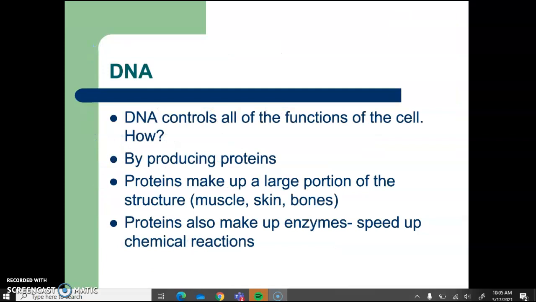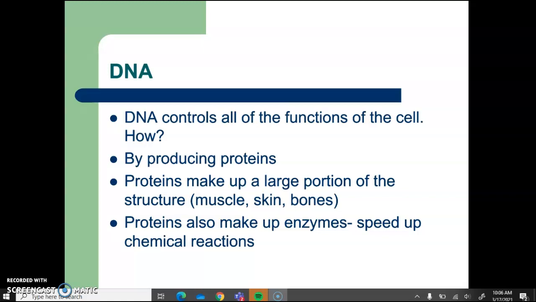DNA controls all of the functions that occur in a cell. But how? Well, it does this by producing proteins. Now, proteins make up a large portion of the structure of our bodies. They make up our muscle, our skin, our bones, our hair, the antibodies, just countless things, infrastructure in the cells, everything. So there are so many things that are controlled by these proteins. And by having the instructions and the code to make those proteins, DNA is ultimately the factor that controls everything that happens in our bodies.